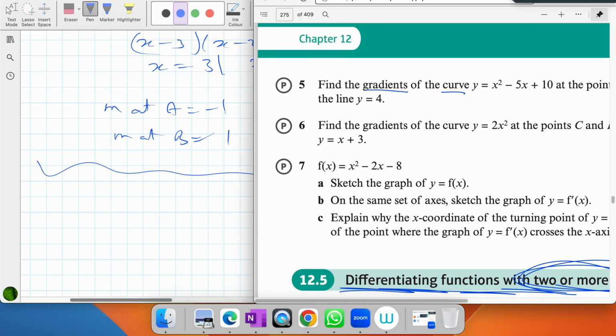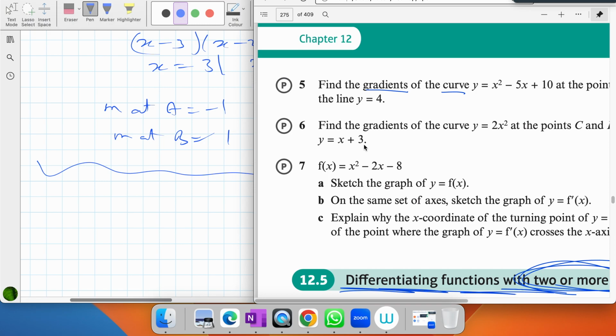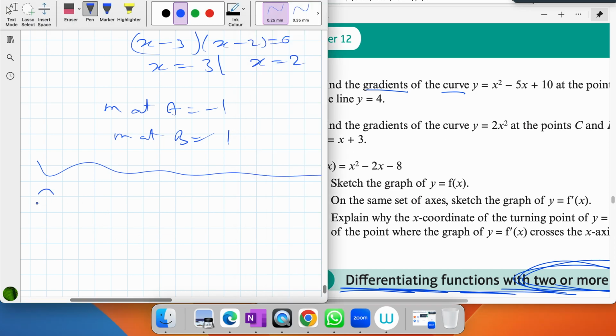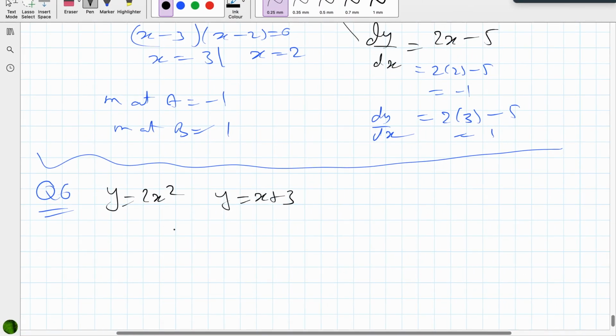Question number 6. Find the gradients of the curve y is equal to 2x square at points C and D, where the curve meets the line. So question 6, the curves are y is equal to 2x square and y is equal to x plus 3. At the point where they meet, we need to find the gradient. So we need to find x. Firstly, 2x square is equal to x plus 3, substituting y for y.